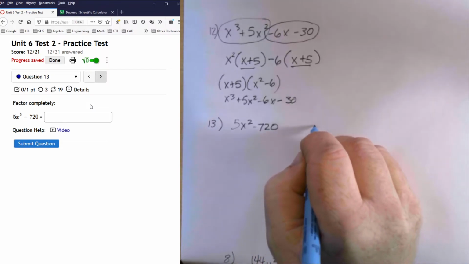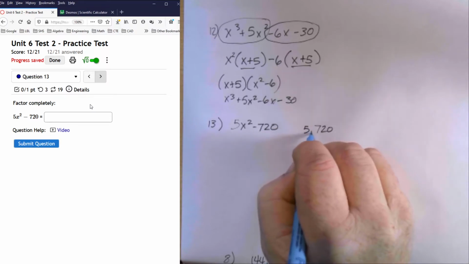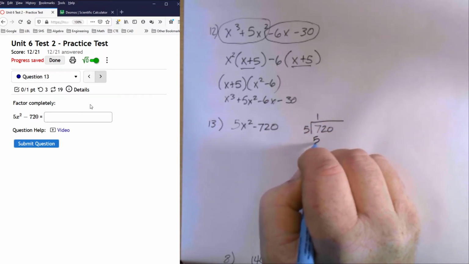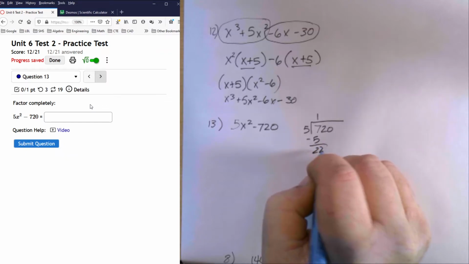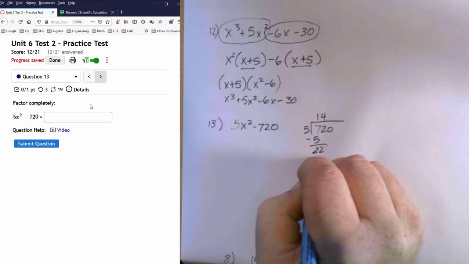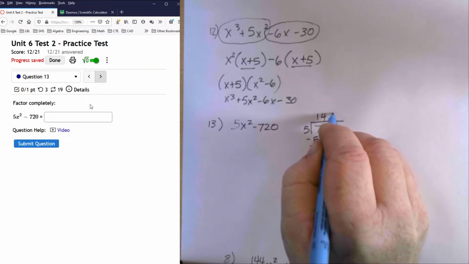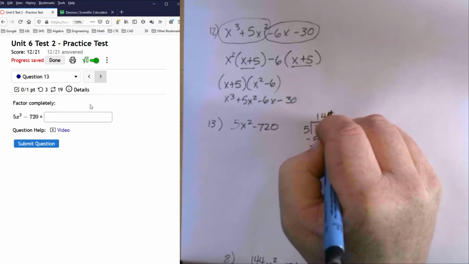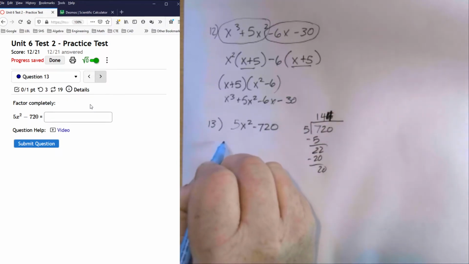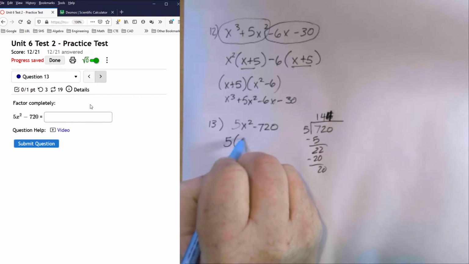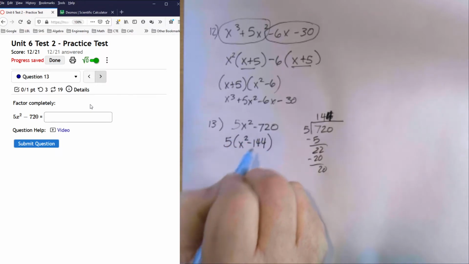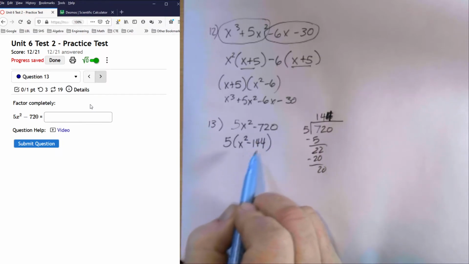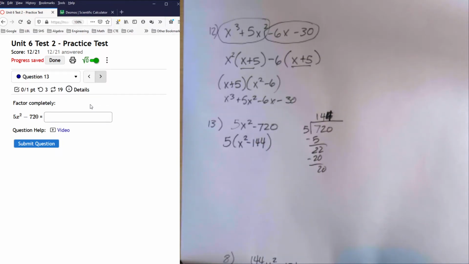I don't know what that is off the top of my head, but let's just check here real quick. So that goes in 1, that's 5, that's 2, that's 2, that's 4, that's 20, subtract, I get 2, so it's 144. There we go. So if I factor a 5 out of this, I get x squared minus 144, right? And that 144 is what I'm looking for there, because that is a perfect square.